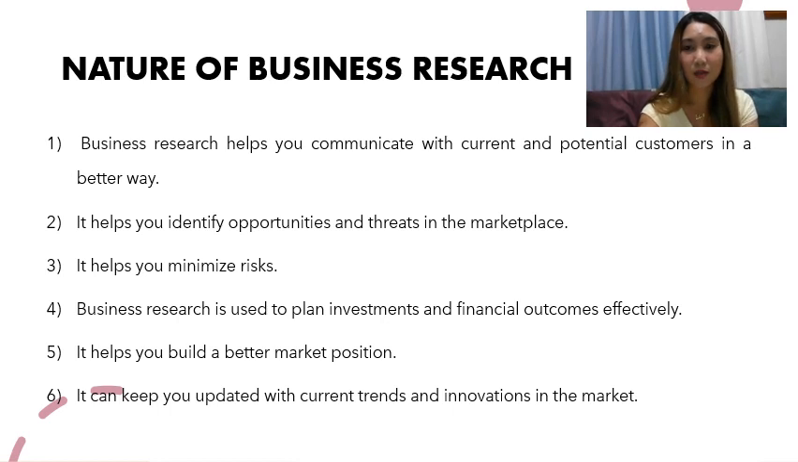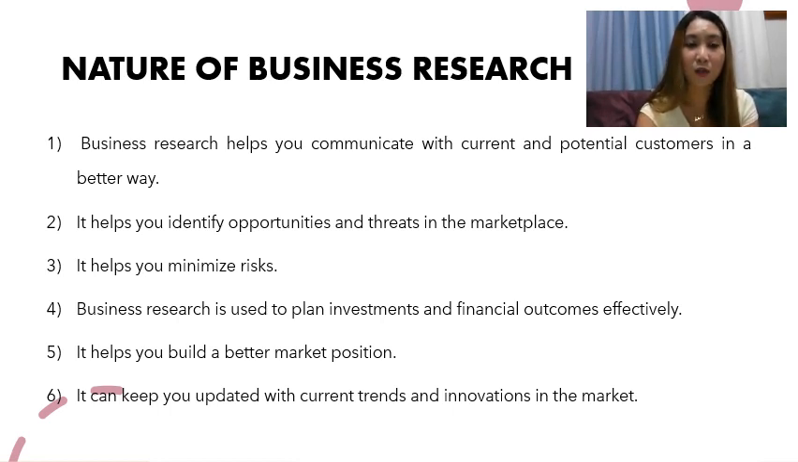Nature of business research. So there are six natures of business research. First on the list, business research helps you communicate with current and potential customers in a better way. This is by understanding your customers' buying patterns, preferences, and so on. Second on the list, it helps you identify opportunities and threats in the marketplace. So you are able to identify the demand and the supply of the market so you can stay ahead in the competition. Third, it also helps you minimize risk.